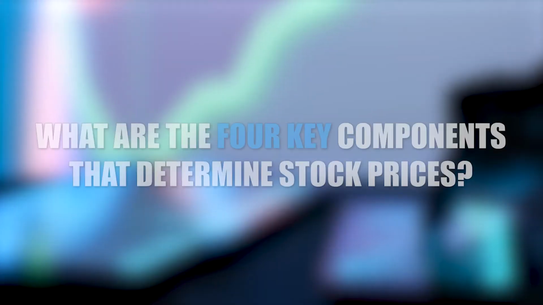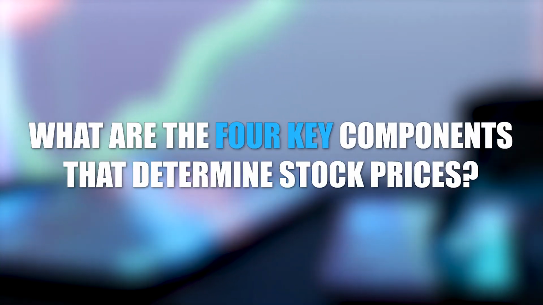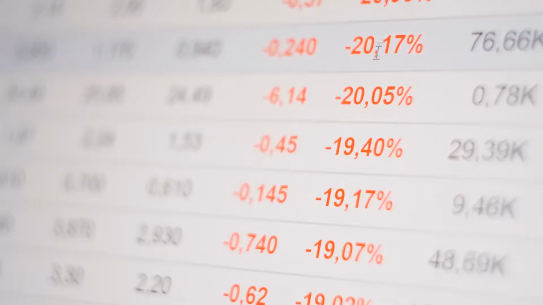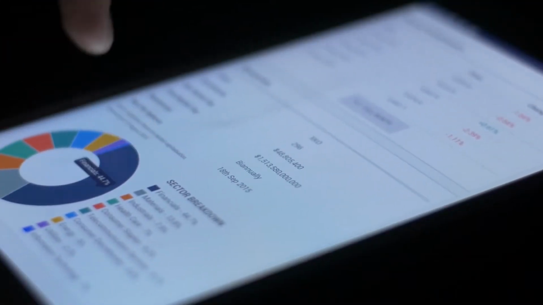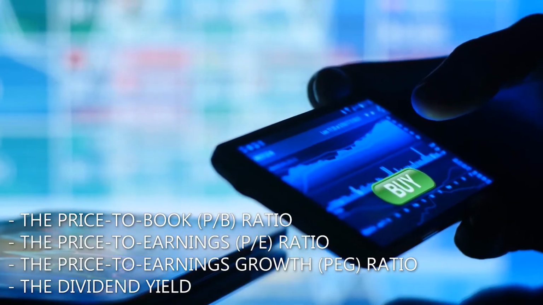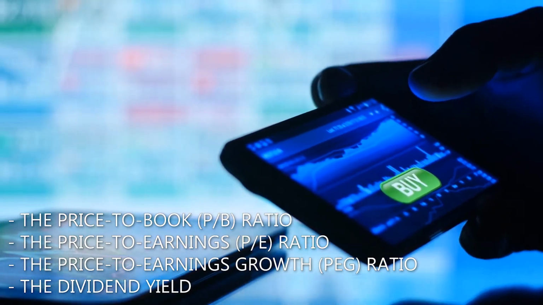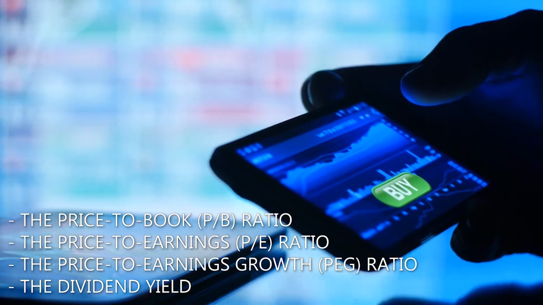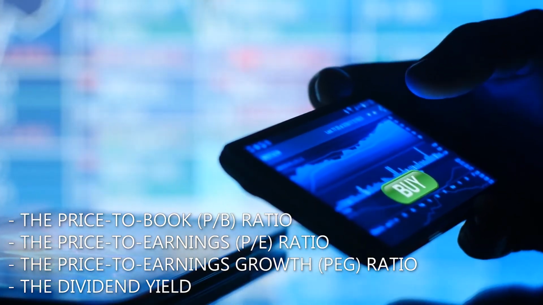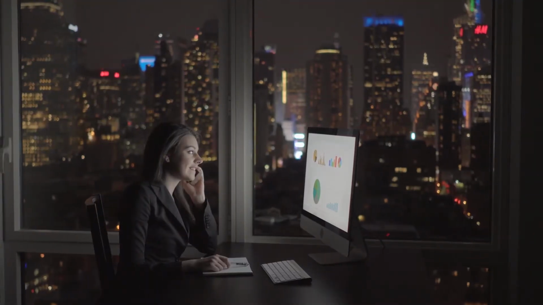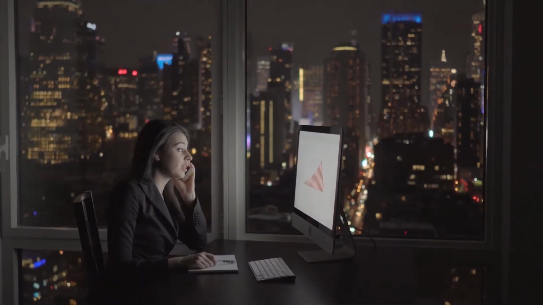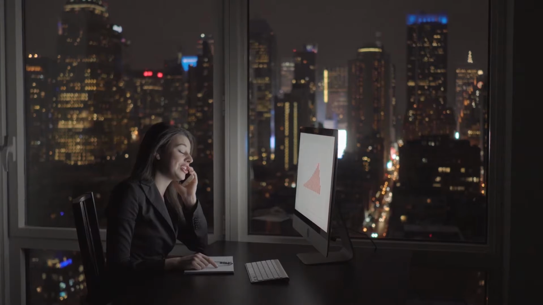What are the four key components that determine stock prices? Four fundamentals in investing are used to determine a stock's worth. These are the four well-known financial numbers and what they can tell us about a stock. The price to book PB ratio, the price to earnings PE ratio, the price to earnings growth PEG ratio, the dividend yield. Financial ratios may be a valuable analytical tool to better understand a company's financial records and overall health.